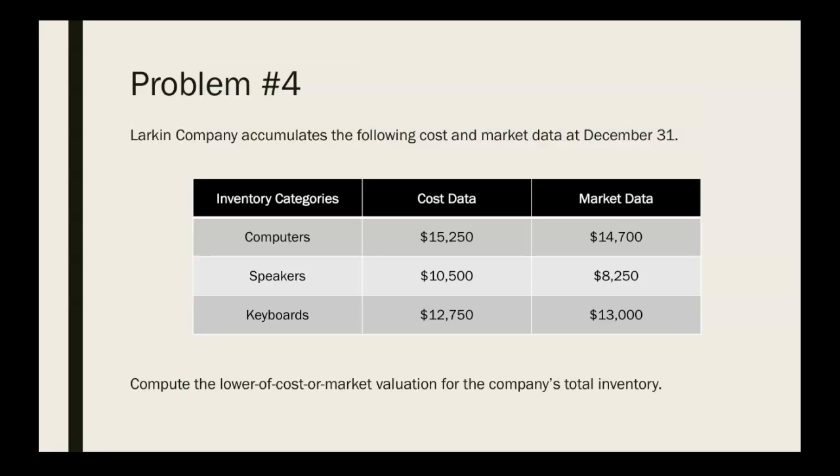So the last problem is dealing with the lower of cost or market valuation. It says Larkin Company accumulates the following cost and market data at December 31st. So we have three different inventory categories. We have computers, speakers, and keyboards. And we're given cost data and market data. And then it says compute the lower of cost or market valuation for the company's inventory.